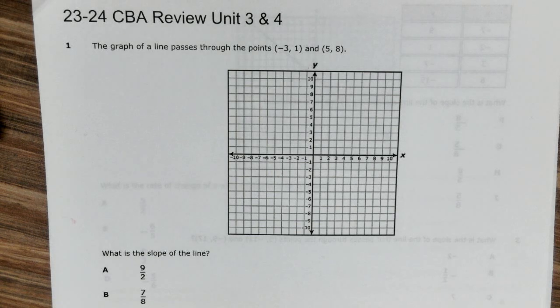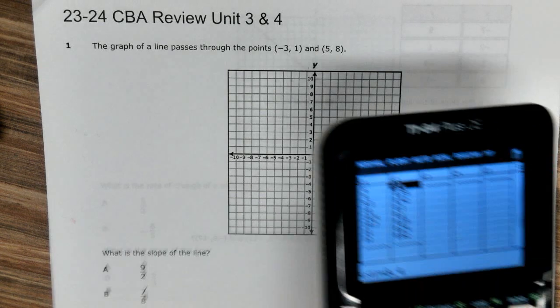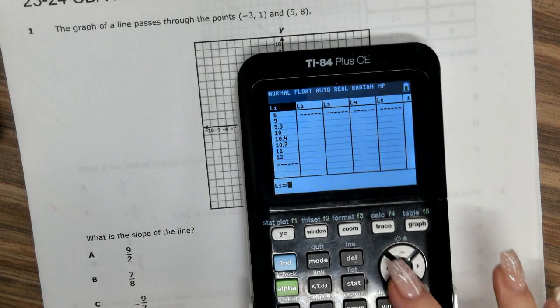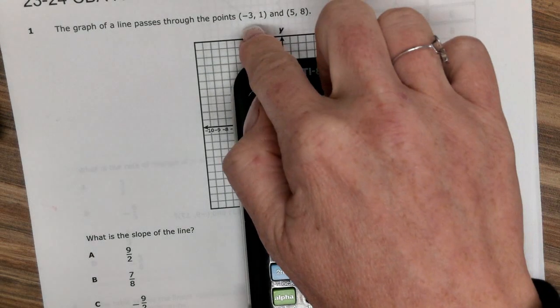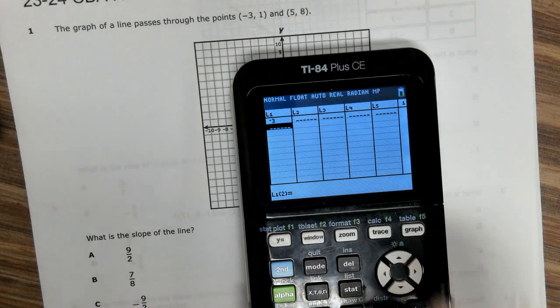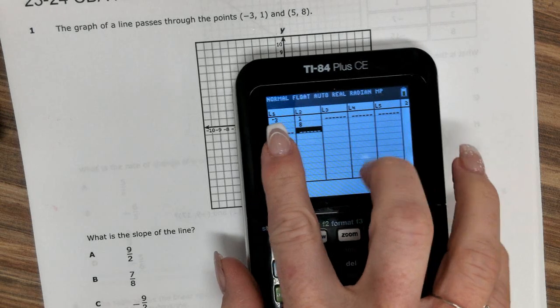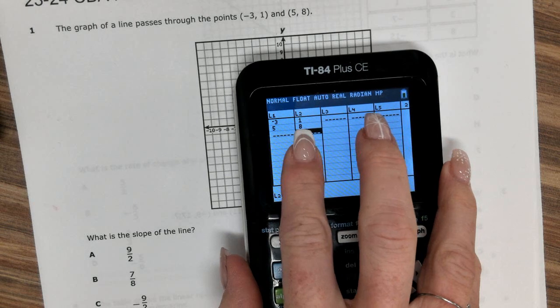Number 1 gave you a graph, but did you even need it? No. What could you have used? Stat. Okay, so you go to stat, clear everything out, and you could have put in your x's, so -3 and 5, and then 1 and 8. So -3 goes with 1, 5 goes with 8.